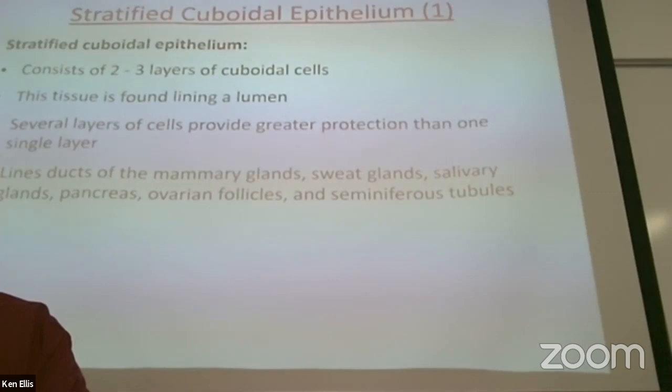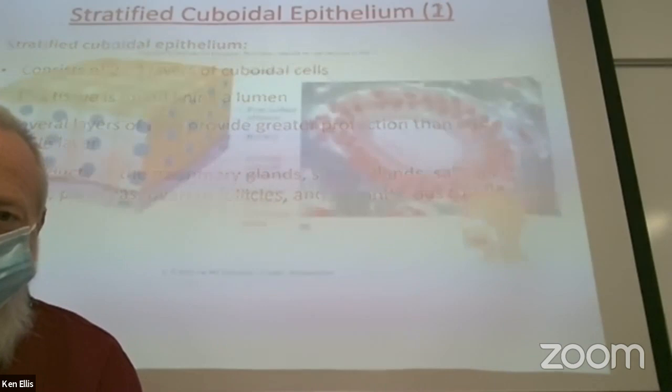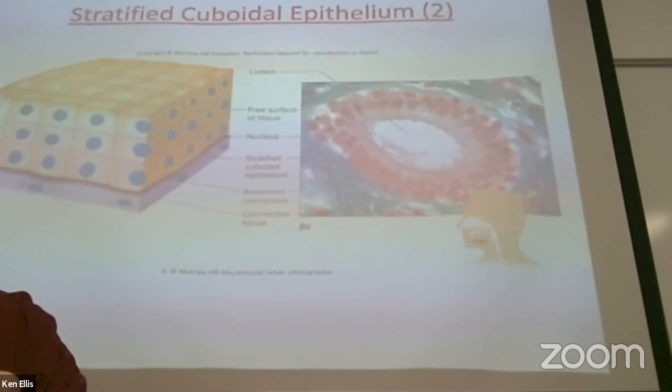It lines the ducts of mammary glands, sweat glands, salivary glands, the pancreas and its duct, ovarian follicles, and seminiferous tubules. These are what we find. Now, I do not have a copy of this one. I do not have a slide for this. I would write that down. That means on your lab test, will you see stratified cuboidal epithelium? No, you will not, because I don't have a slide.